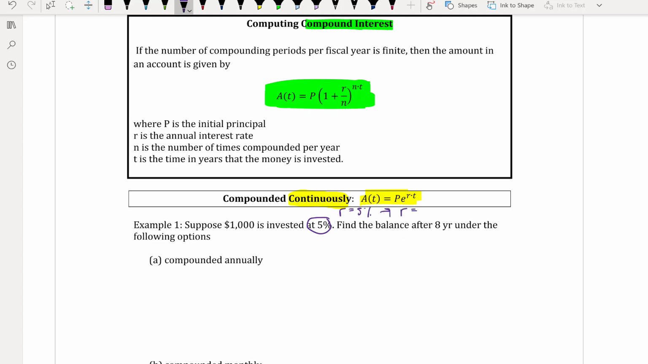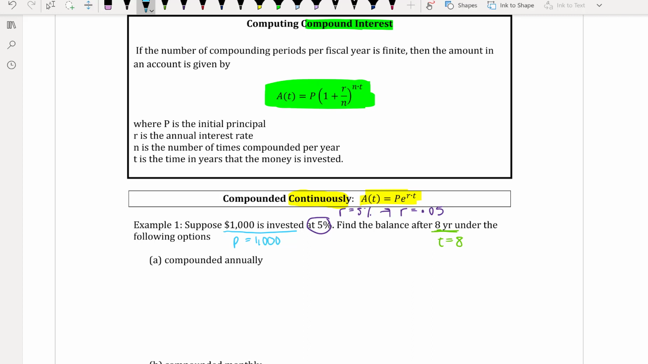But we always want to write it as a decimal. So it's going to be 0.05 as our rate. The next thing that we have is years. So that's going to be our time. So time is going to be equal to 8. And we also have that $1,000 is invested. So that's going to be my principal amount. So my principal amount is going to be $1,000.